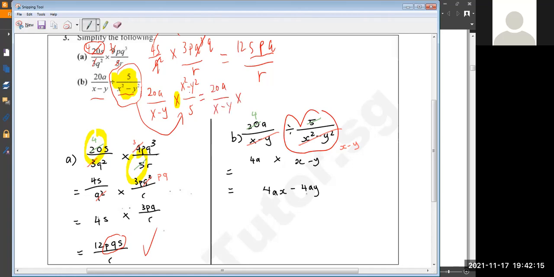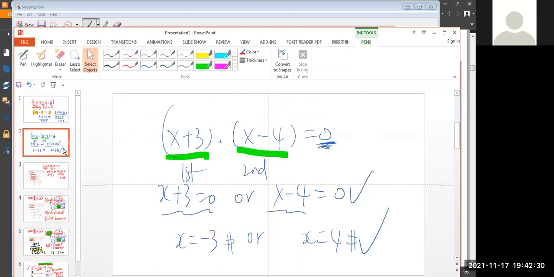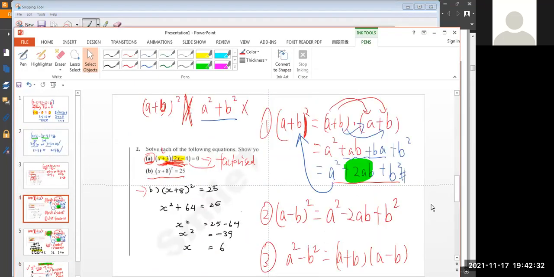So you have x squared minus y squared on top, and then you have 5 below. For x squared minus y squared, I'm not sure if you can recall, we talked about it here. The 3 formulas you need to memorize. Can you recall this? a squared minus b squared is equal to (a plus b) times (a minus b) over here.